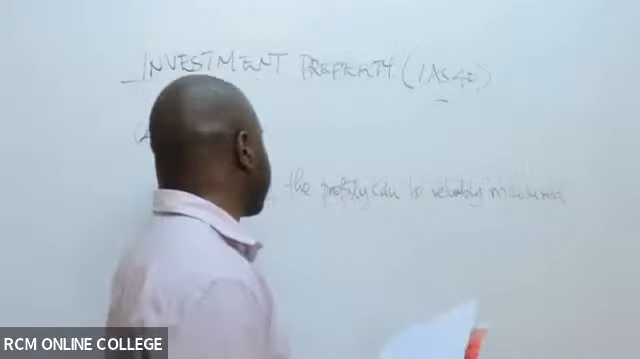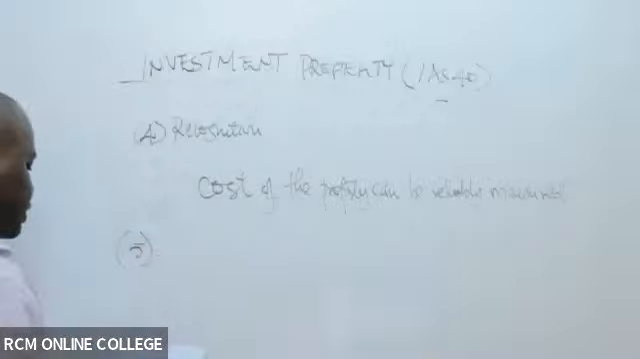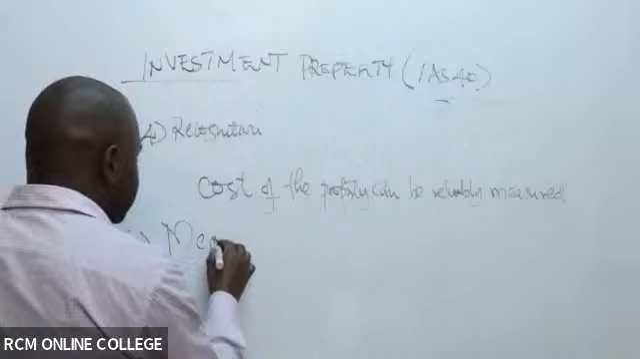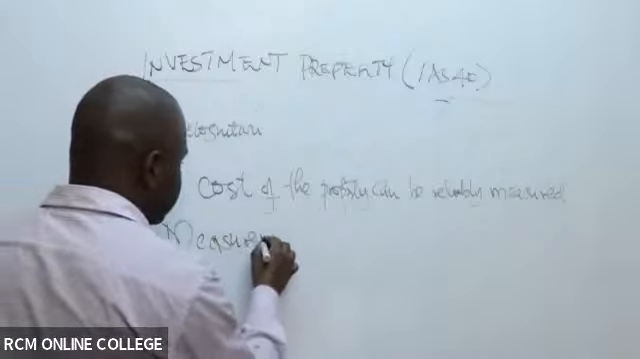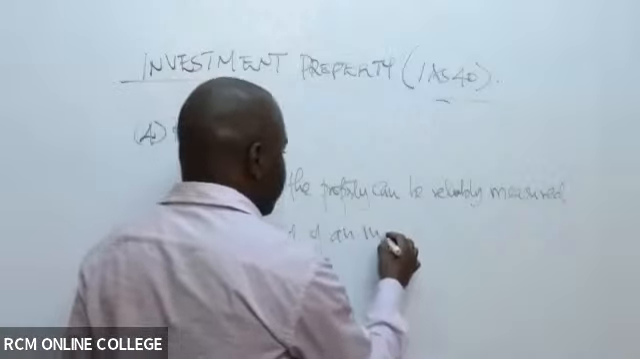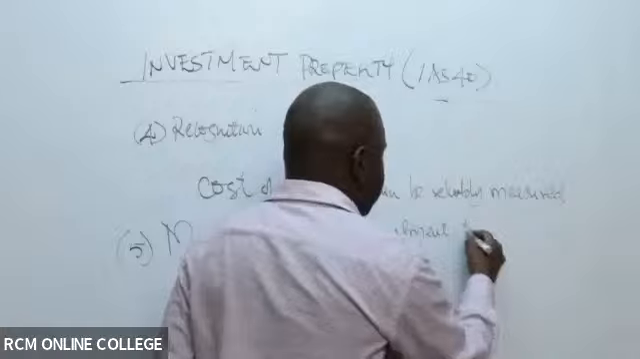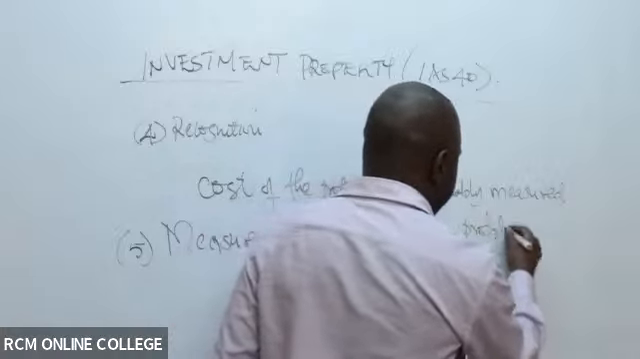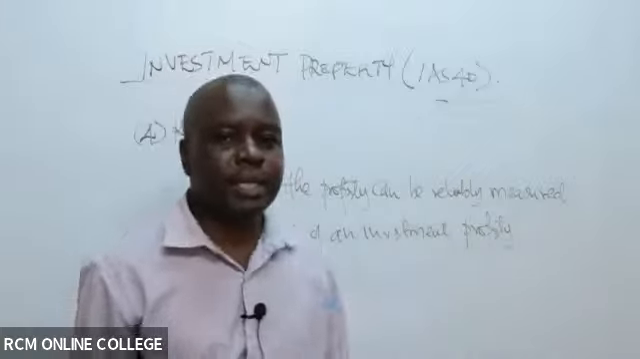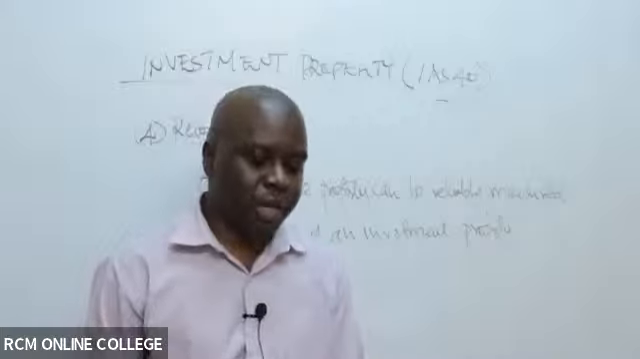So we can look at the next one, number five, measurement of an investment property. So how do you measure it? Of course you're saying it will be an asset. But at what value will you present it in the books of accounts, or the balance sheet, or statement of financial position? How do you measure it?